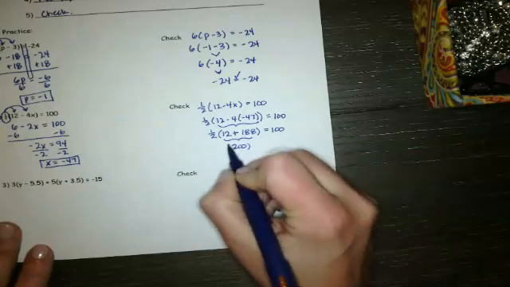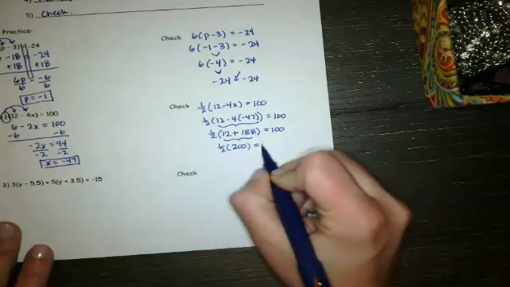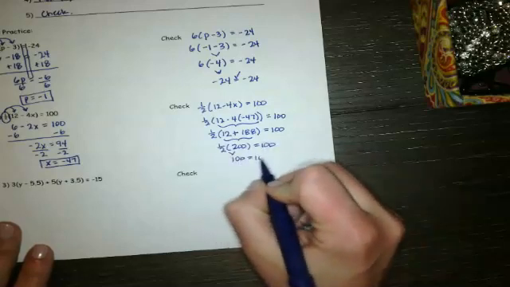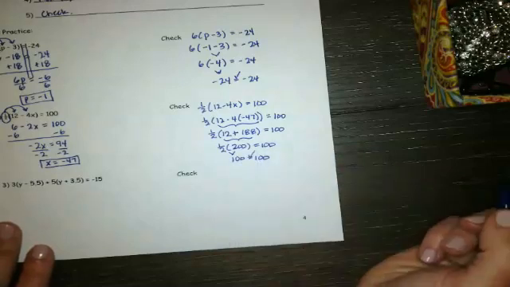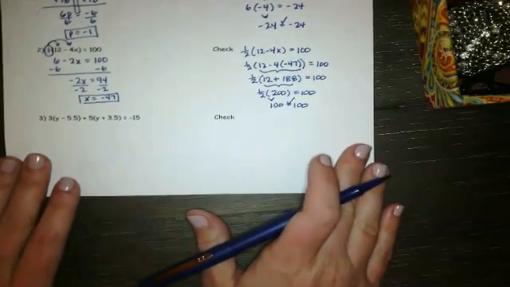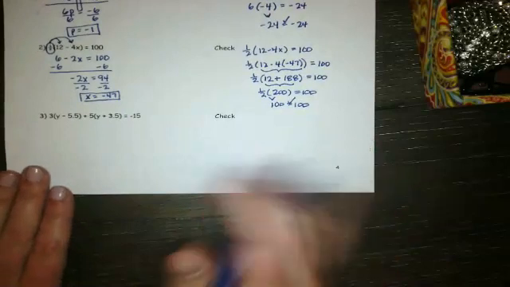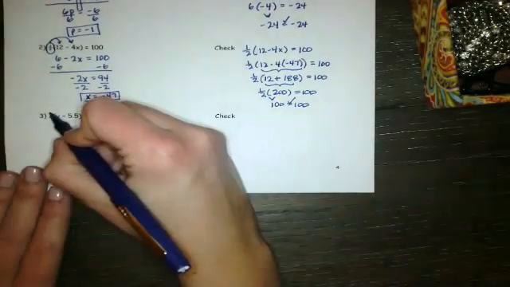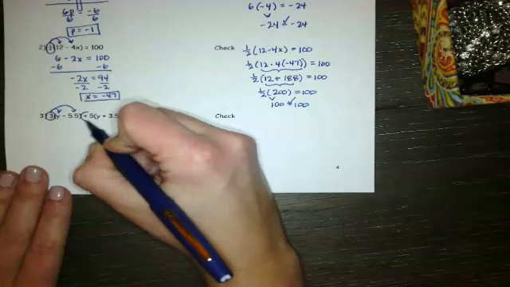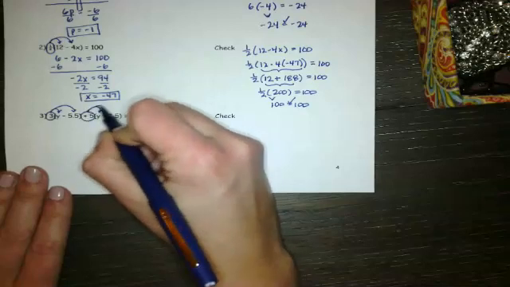12 plus 188 is 200. I bring everything else down, and half of 200 is 100, and it checks. Okay, number 3. We've got a lot going on because we have 2 parties here. So first we're going to distribute the 3, and then we're going to distribute the 5.